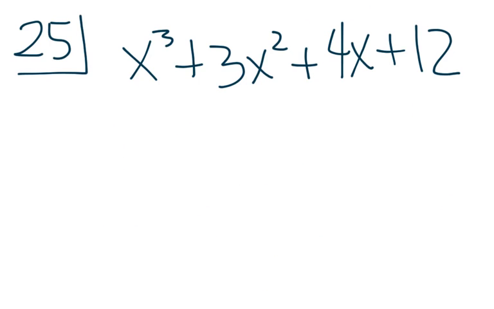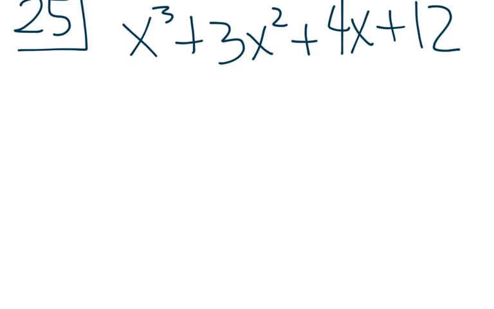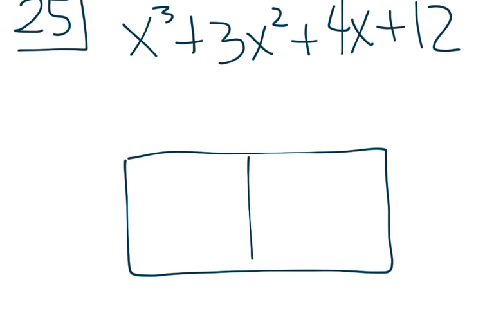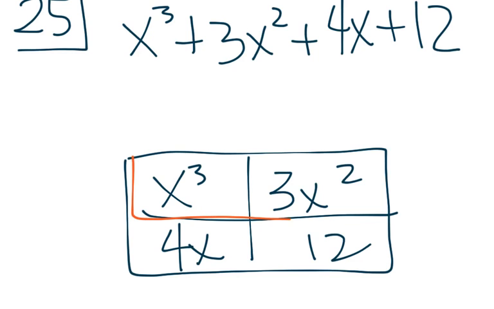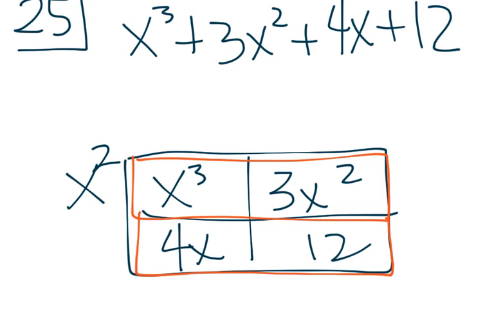Okay, we have x cubed plus 3x squared plus 4x plus 12. So we already have our 4 terms, so we can just go right ahead and make our box. So we have x to the third, 3x squared, 4x, and 12. First we're going to go across, x to the third and 3x squared. What they have in common is x squared. Then we're going to go across again, 4x and 12. What they have in common is 4.